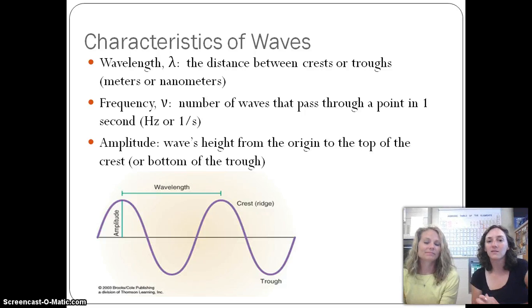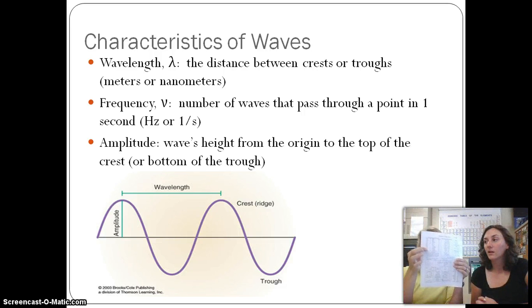So first one is wavelength. That little symbol there is lambda, and it's the distance between crests or troughs of a wave. So if you look at the diagram, the top part of the wave is called the crest, the bottom part is called the trough. You're just measuring between those points. And it's either measured in meters or nanometers. Nanometers are 10 to the negative 9th meters. Look on your cheat sheet if you're having trouble with that. All the way down here.